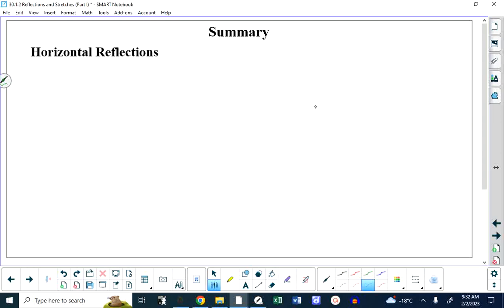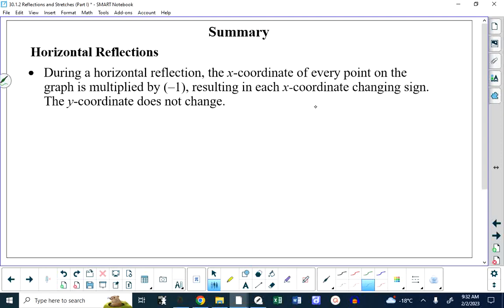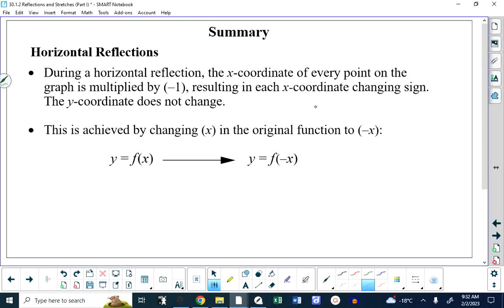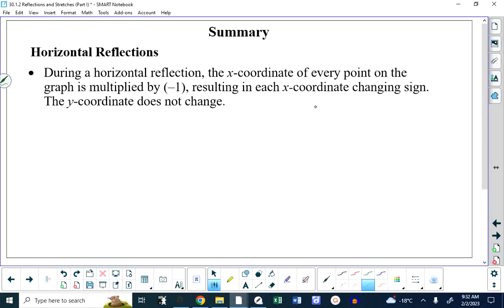So if we take a look at the summaries, I'm going to walk you through the summaries here, and then we'll look at a few more examples together. During a horizontal reflection, the x-coordinate on every graph is multiplied by negative 1. So positive values of x become negative, negative values become positive. If we're talking about only a horizontal reflection, then the y-coordinate does not change. Well, unless we're talking about a horizontal reflection followed by a vertical translation. Then things would change.